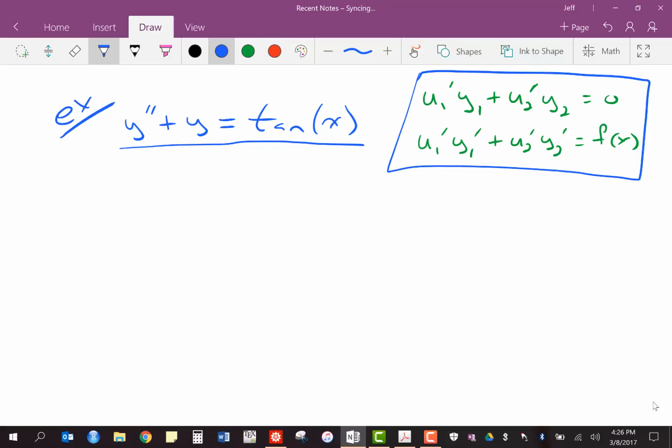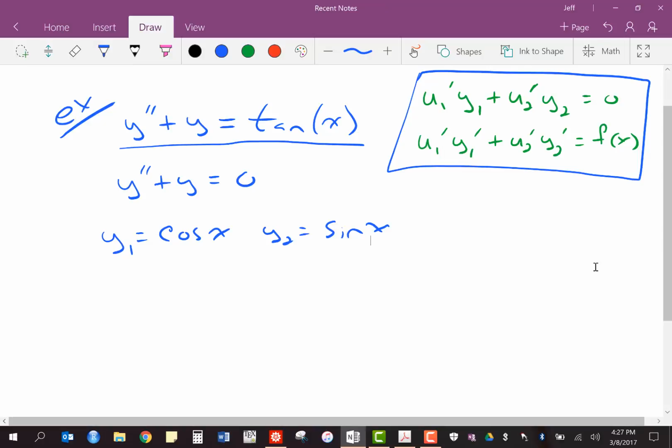All right, so if we look at the homogeneous, the complementary equation, that's y double prime plus y is equal to 0, which will give us solutions of y1 equal to the cosine of x and y2 equal to the sine of x. So essentially what I'm interested in doing is taking that y1 and y2 and plugging them into this equation that I've got up here.